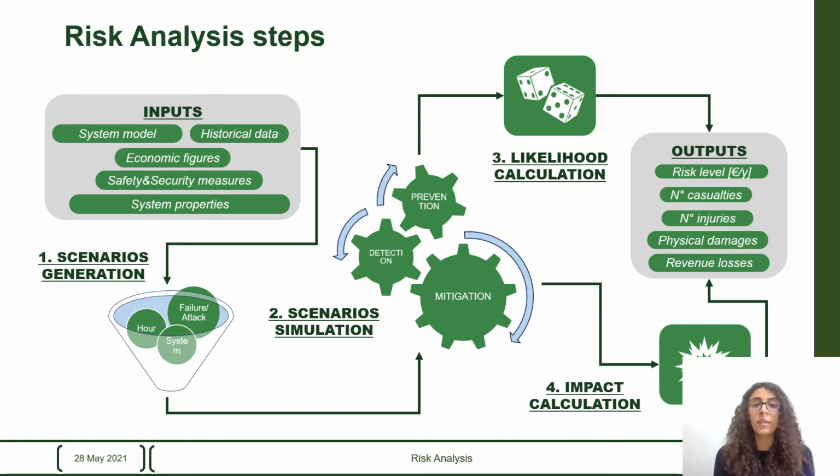The final outputs that are provided to the user are mainly 5. The first one is the risk level evaluation, therefore the evaluation of the economic risk per year. The second one is the number of casualties, which implies serious consequences for companies in terms of money and not only. The third one is similar to the previous one, and it is the number of injuries. The fourth one is the estimation of the physical damages following an event, for example, damage to a machine or to a part of the infrastructure affected. The last one is the evaluation of the revenue losses in case of an event.